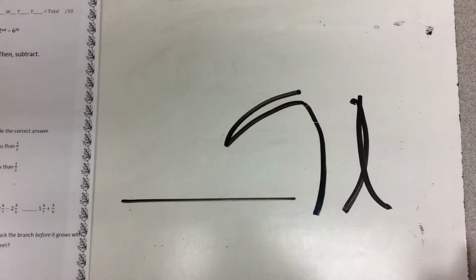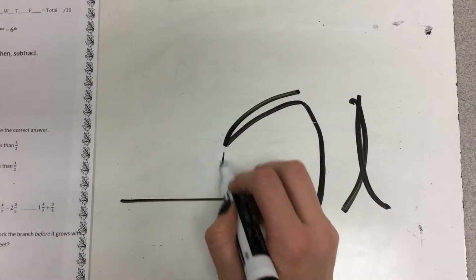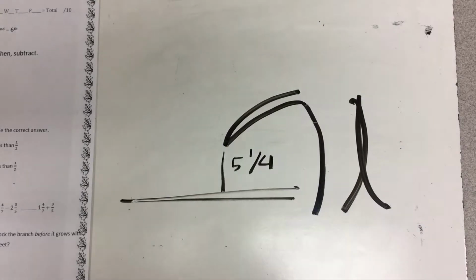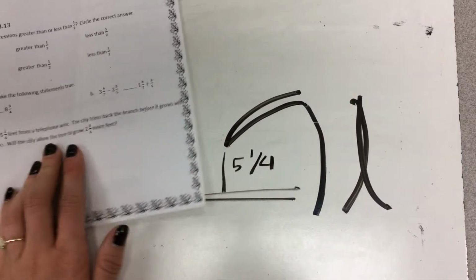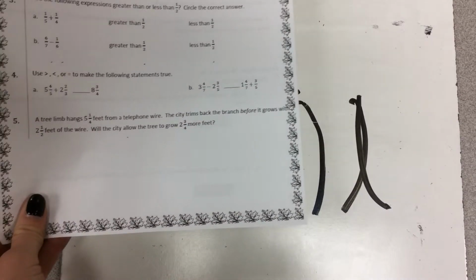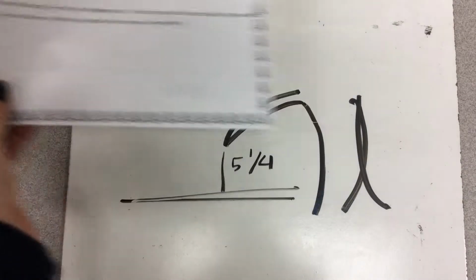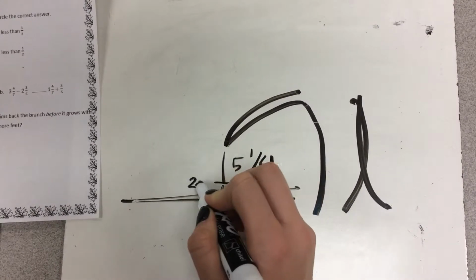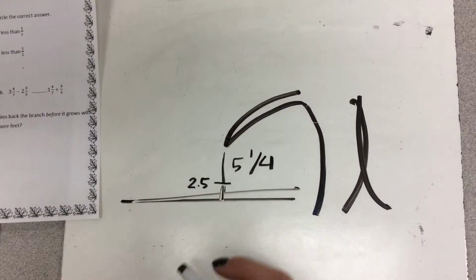This tree branch is hanging 5 1/4 feet from the wire. So here's the wire, and it's hanging 5 1/4 feet away. The city trims back branches before it grows within 2.5 feet. So if it grows within 2.5 feet, they trim it back.